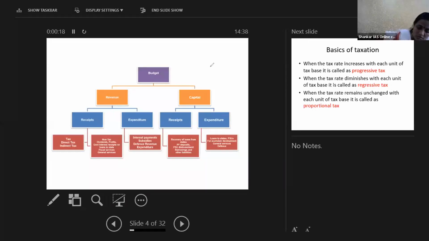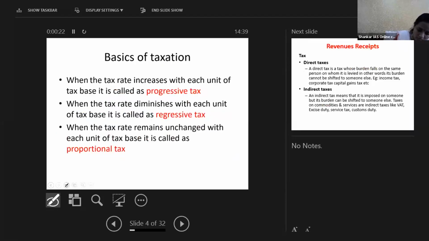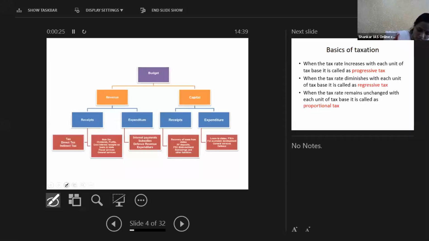So now we are going to study the tax receipts and then we will move on to the non-tax revenue receipts. How do we define tax? First thing, you can write in the chat box if you want to. I want to listen from you. How do we define tax?